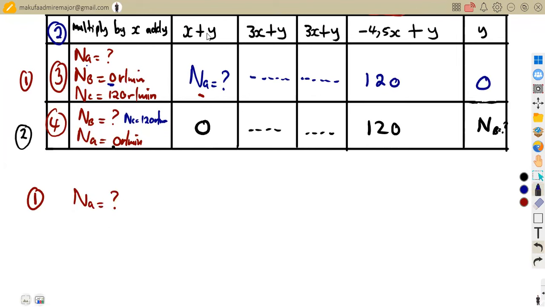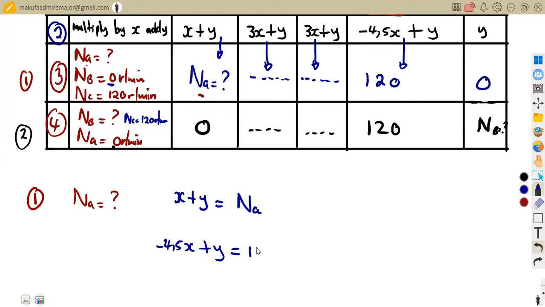So we are going to equate now. Remember, where you multiplied and added, we are going to equate this to NG. So we are simply saying x plus y is equal to NG. Here there is nothing to equate. We move on to this part here: minus 4,5x plus y is equal to 120. We equate y to 0. Y at that moment is equal to 0. So that's it. You have formed the equation. That is for the first part.